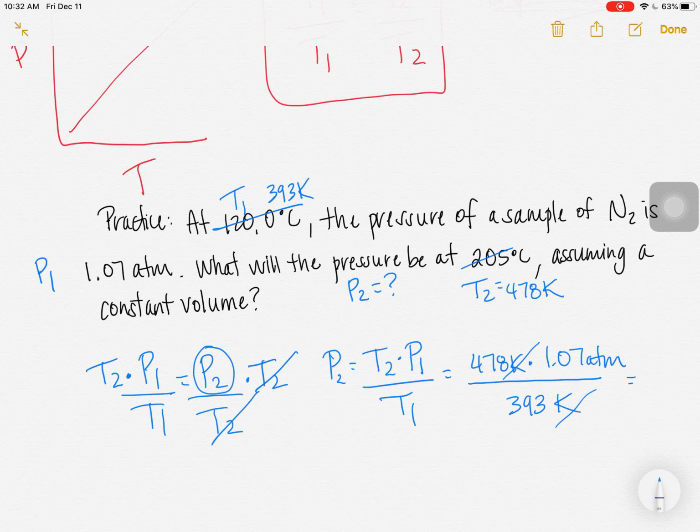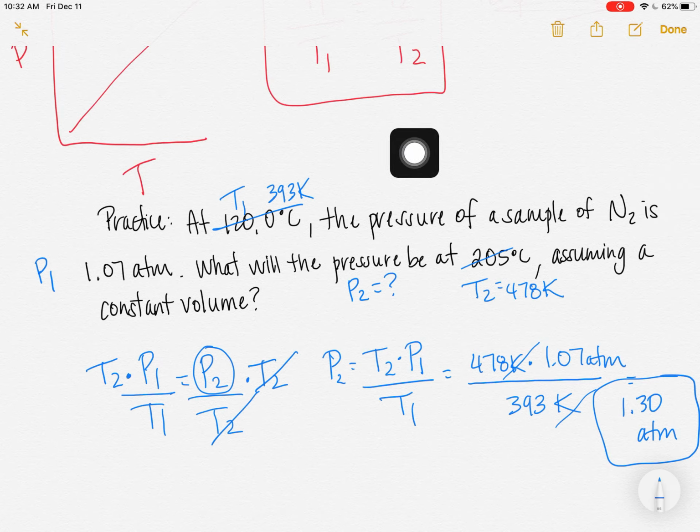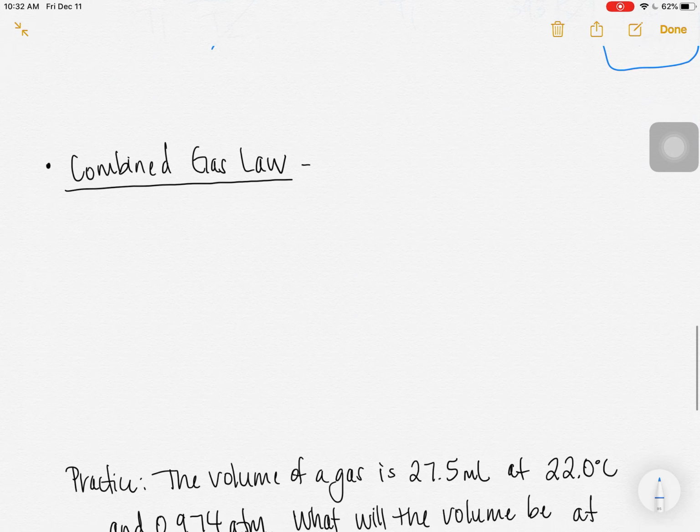My kelvins canceled, even with atm, which is correct for a pressure. I do my math, rounding to three sig figs, and I got 1.30. So again, we should try to rationalize this. We know it should be a directly proportional relationship. My temperature increased, so we would expect my pressure to also increase, and it did. So we can justify.